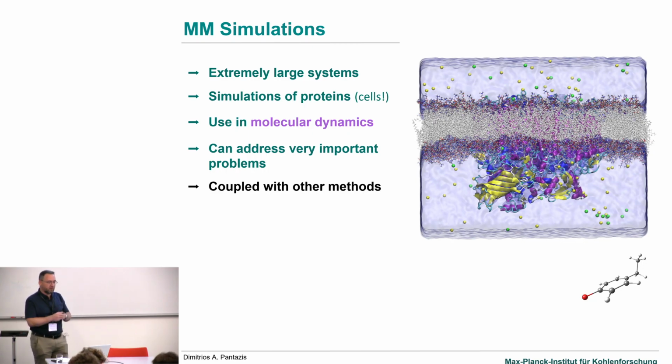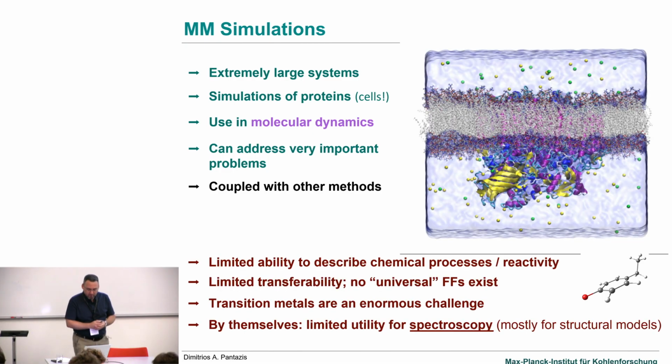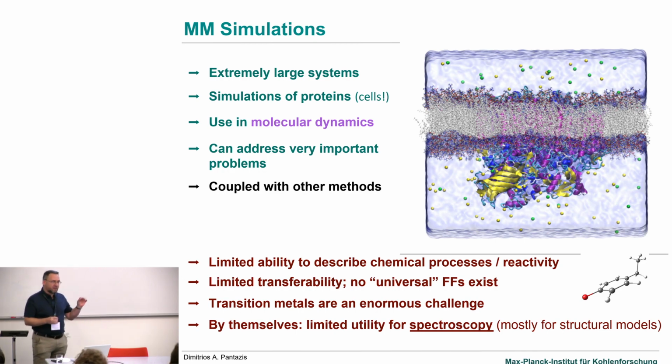For example, here in biochemistry, but overall, generally speaking, although there are exceptions here and there, we have limited ability to describe chemical processes because we have predefined bonds in the majority of cases. So, for example, we cannot easily study reactivity. And there is limited transferability. There are force fields for specific classes of compounds or types of chemistry. And we cannot have something that is completely universal in the classical construction of force fields.